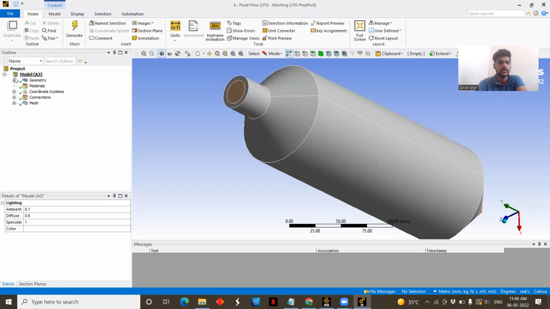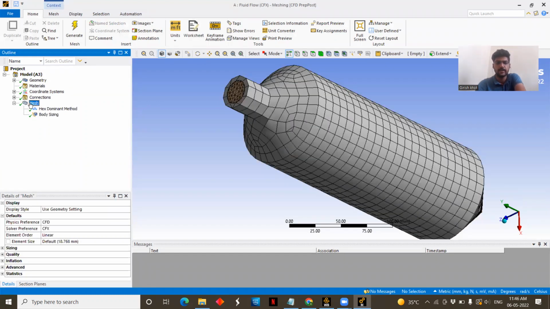During the geometry import, the material I have used is simple structure steel, because it is the most common metal, it's cheap in cost, and it's easy to manufacture. So structure steel has been used here. Then after the material is assigned, we will go for the meshing.